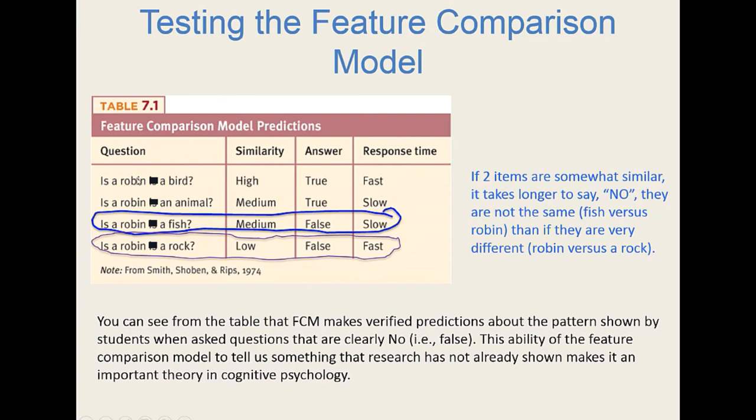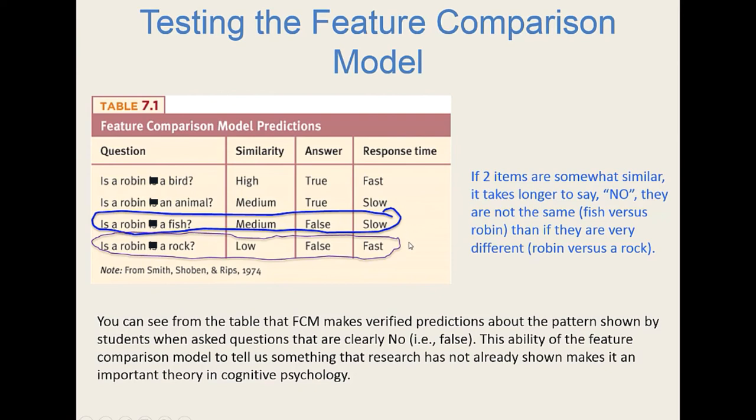The similarity between the two concepts is very high. So the similarity in the defining features of a robin and the defining features of a bird will have a lot of overlap, so there's a high similarity, and people respond very quickly. So is a robin a bird? Is a robin an animal? Here, they will also say yes, the answer is true. And there is similarity between the features of a robin and the features of an animal, but not quite as much overlap as with a bird, so the similarity is medium here. And it turns out that it slows people down a little bit as the similarity goes down.